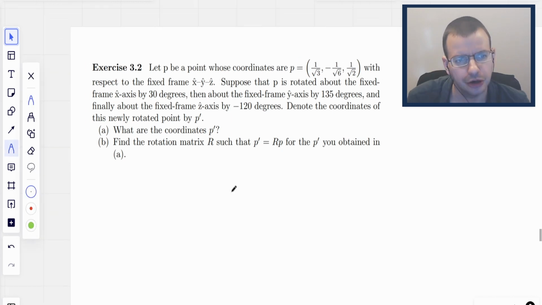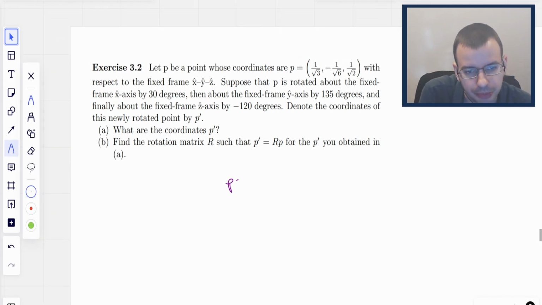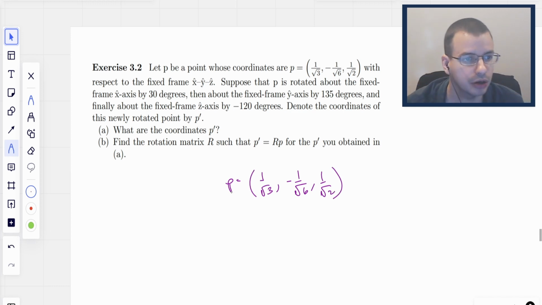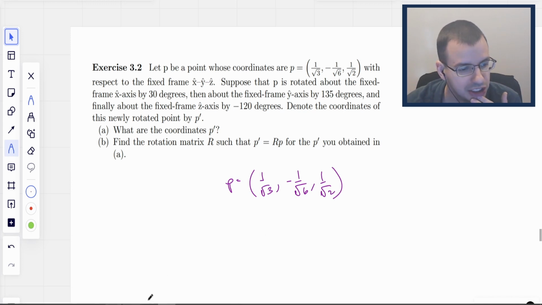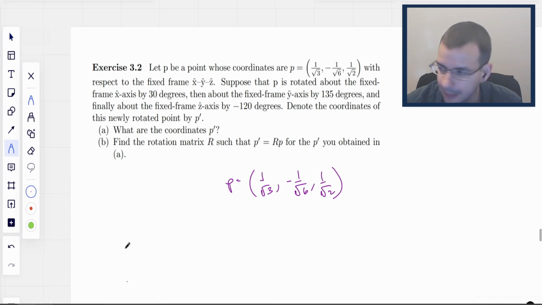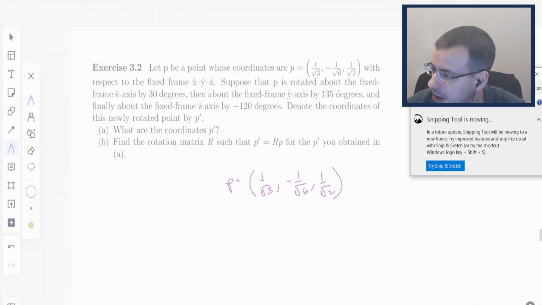Okay, so we're gonna have point 1 over square root of 3, negative 1 over square root of 6, and 1 over square root of 2. And we're going to do 3 rotations on it. And for that, we're going to use a rotation matrix. Let's do a copy and paste.